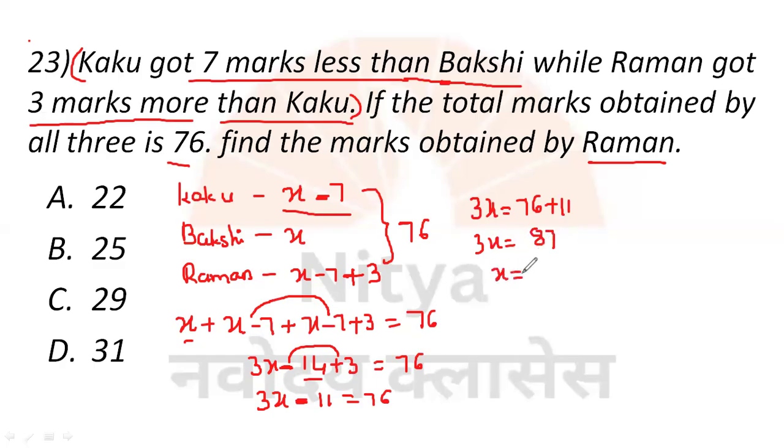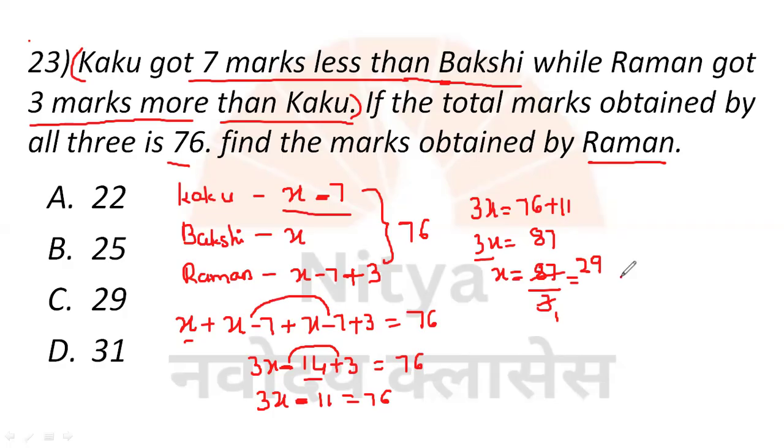Okay, so 3x equal to 76 plus 11, that is 87. So x equal to 87 divided by 3, because 3 is in multiplication, so when we transfer it to the right side, it becomes division. Okay, now you have to divide. 3 ones are 3, 3 twos are 6, 2 remainder, 3 nines are 27. So 29 marks. x equal to 29.